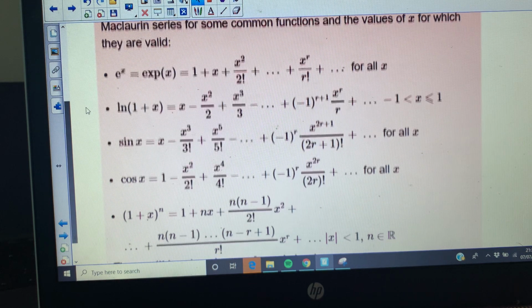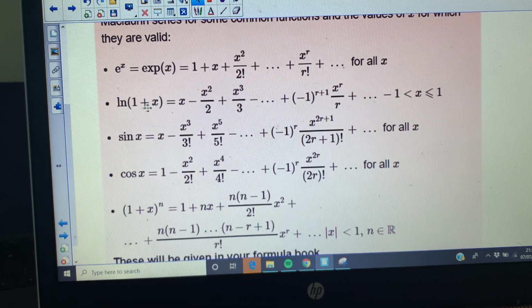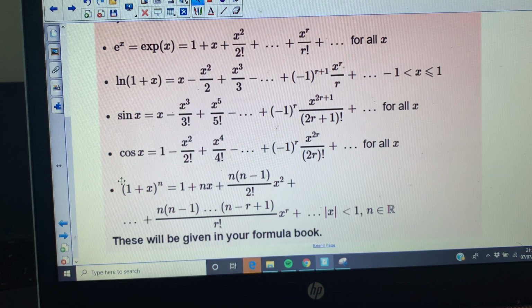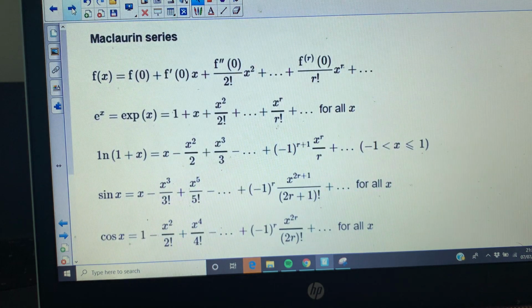So you can see you've got the series for e to the x, and ln 1 plus x. This is the most awkward because it's a little bit like the binomial, and you have a condition that x has to lie in a certain range for this to be valid. Then sin x, cos x, and here this one is like your binomial. So that's what it looks like.